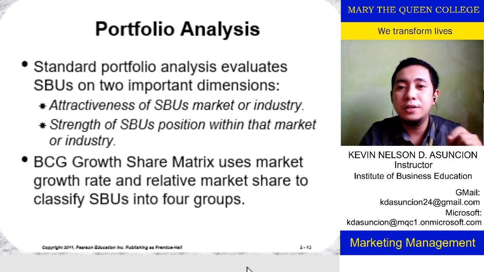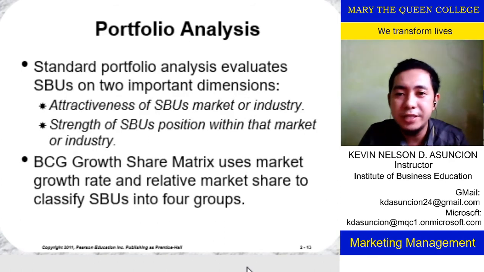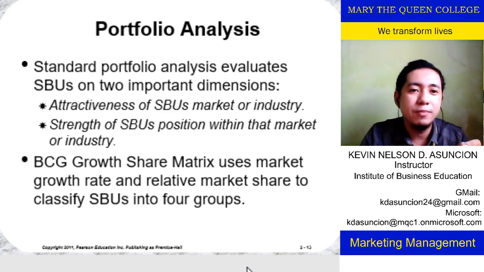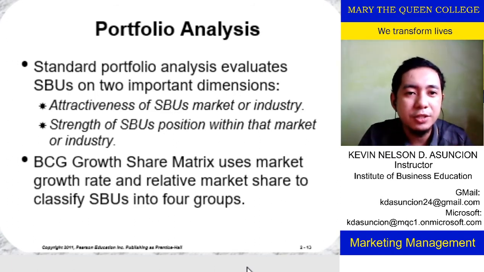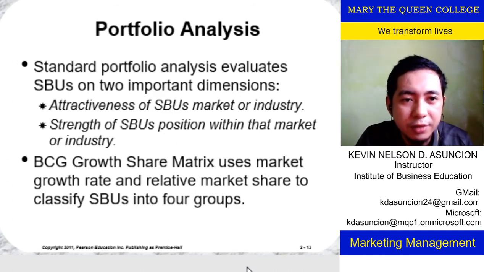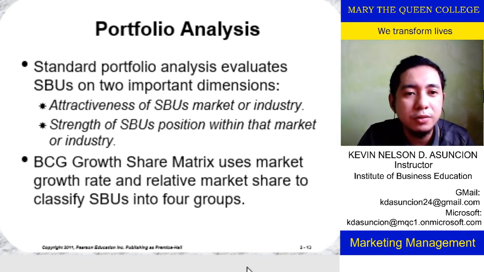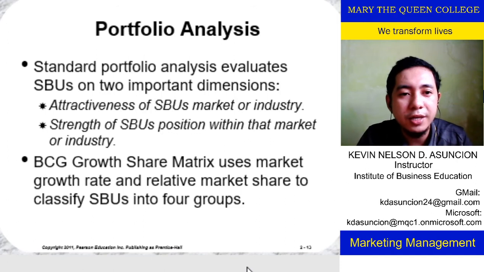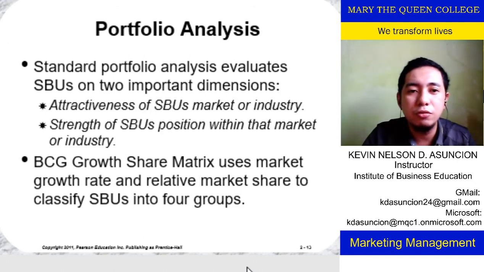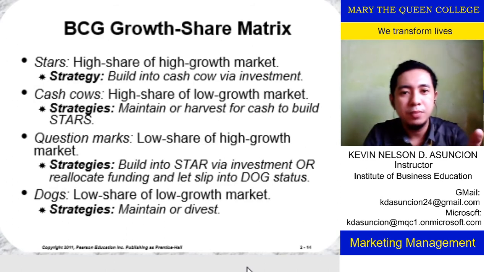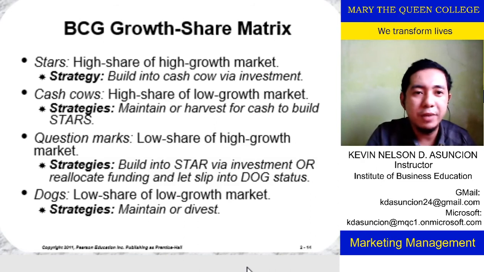Okay? So, standard portfolio analysis evaluates the SBUs on two important dimensions. Attractiveness of the small business units to the market or industry. Then, strengths of SBU positions within that market or industry. And the BCG growth share matrix uses market growth rate and relative market share to classify SBUs into 4 groups. What are those 4 groups in the growth share matrix? Please focus on the share matrix.